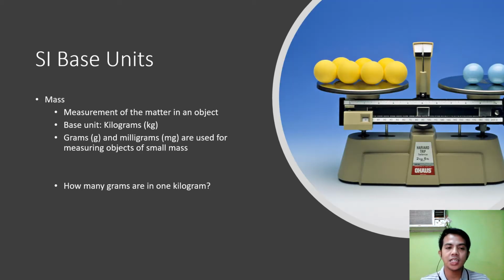Next on the list is the kilogram. Kilogram is used to get the mass of an object. Grams and milligrams are used for measuring objects of small mass. The first question is: how many grams are in 1 kilogram? There are 1,000 grams in 1 kilogram.